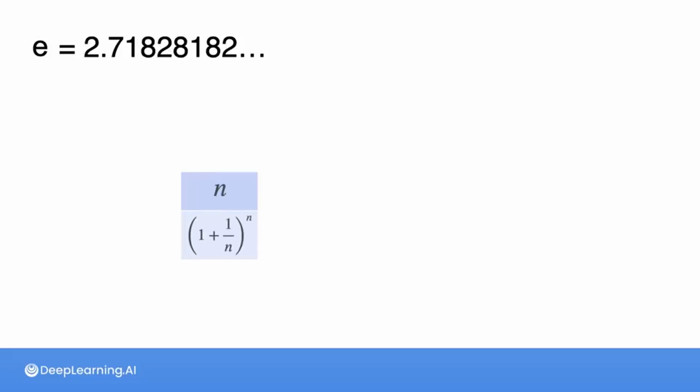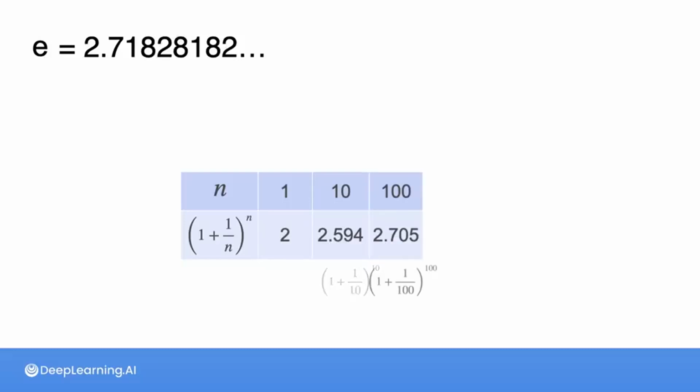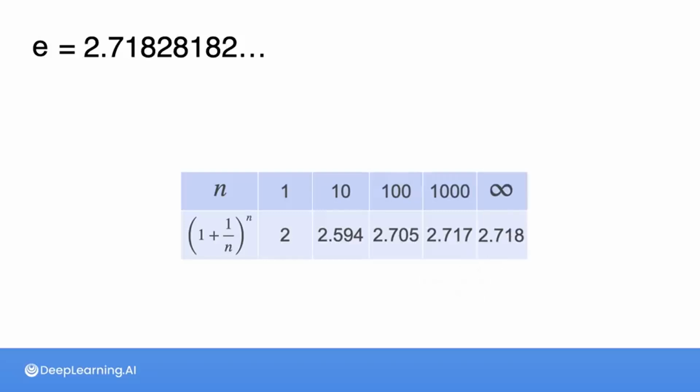Let's look at this expression for several values of n. For 1, it's (1 + 1/1)^1, which is 2. For 10, it's (1 + 1/10)^10, which is 2.594. For 100, it's 2.705. For 1,000, it's 2.717. And as you notice, the more we increase n, the more this converges to a certain number. The actual number that this gets closer and closer to is e, 2.71828182, etc. So that's how we're going to define the number e.